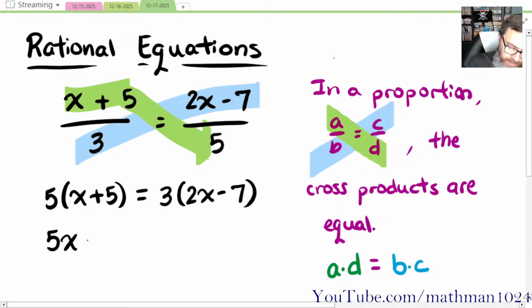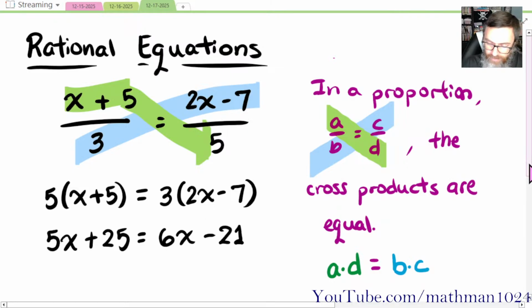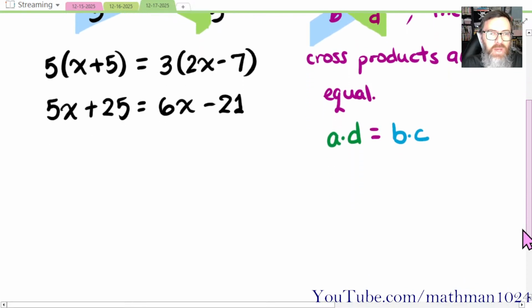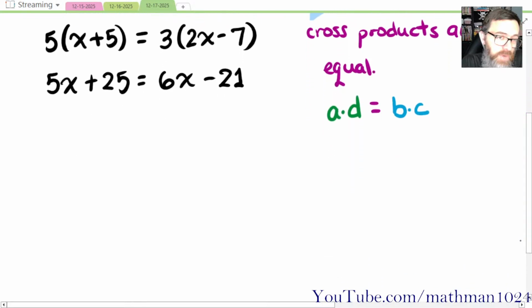So distribute. We get 5x plus 25. And on the right side, distribute the 3. 3 times 2x is 6x. 3 times negative 7 is negative 21. And so now we are stuck with just a linear equation.